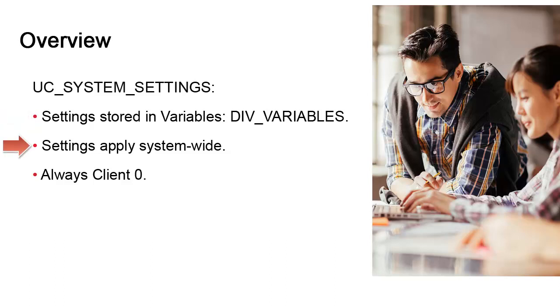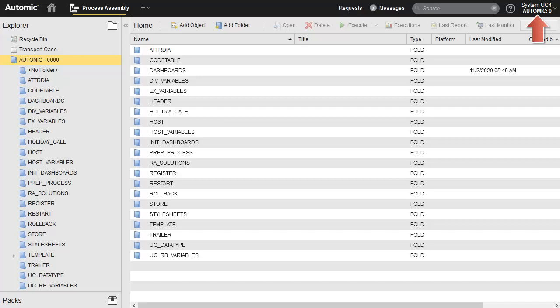It stores the settings that apply to the entire system, as opposed to clients or agents. Because they are system-wide settings, the variable is found on client 0 exclusively in the div variables folder. The idea of UC system settings is quite simple and straightforward. It contains settings that apply strictly to the entire system and cannot be adjusted for a specific client or agent.